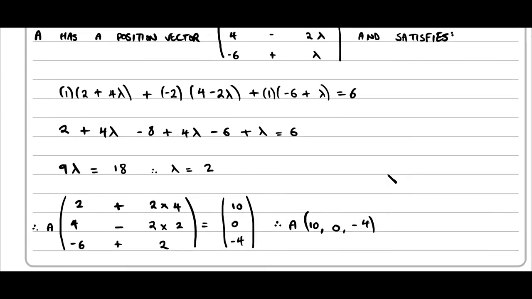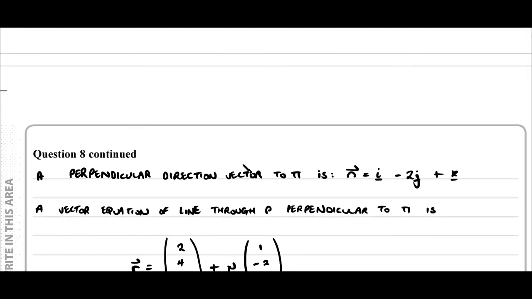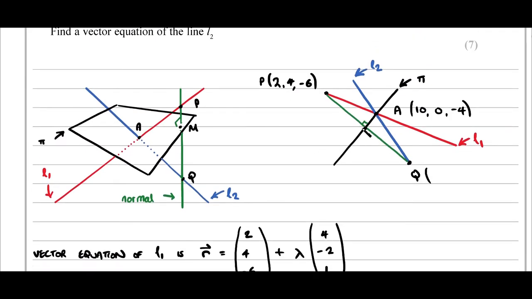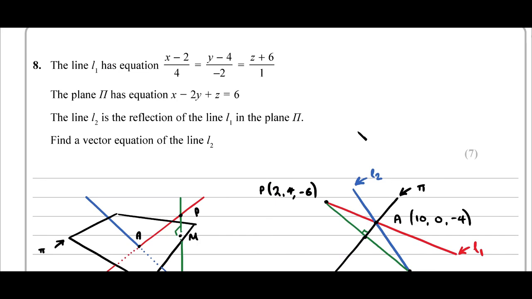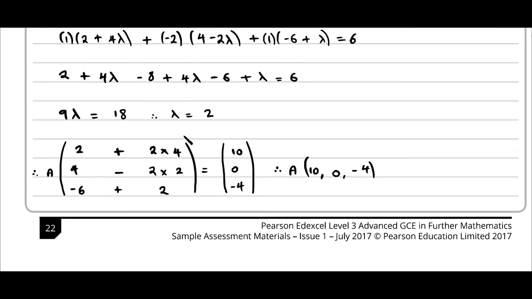So, over here, if we go back, we can let M be the midpoint of PQ. Okay. So we already know that M would lie on, if we go back over here, this green line over here, which is the normal. So with that being said, M does indeed lie on pi over here, as shown here. So with that being said, let's write this down.